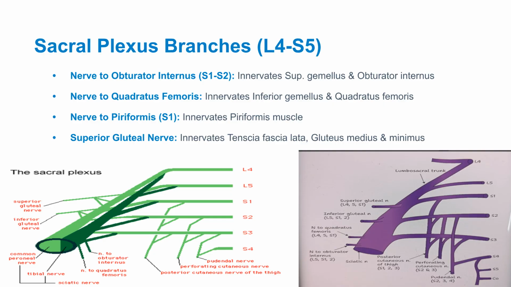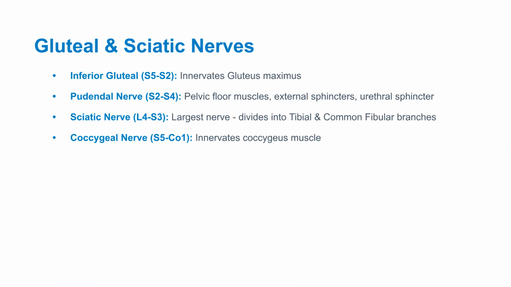Let's review the sacral plexus branches from L4 to S5. Key branches include the nerves to obturator internus, quadratus femoris, and piriformis, as well as the superior gluteal nerve. The inferior gluteal nerve innervates the gluteus maximus. The pudendal nerve covers pelvic floor muscles and sphincters. The sciatic nerve, the largest, divides into tibial and common fibular branches.